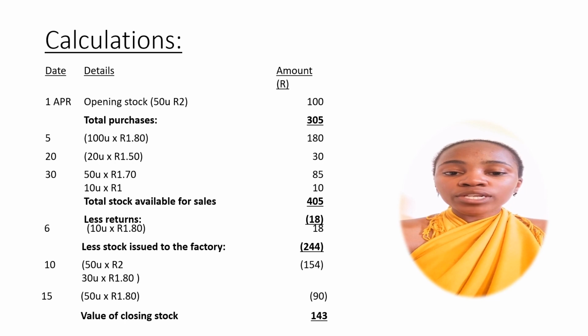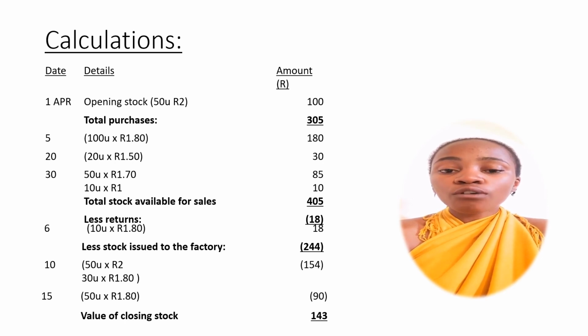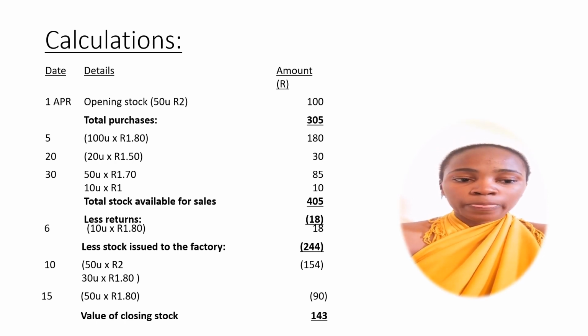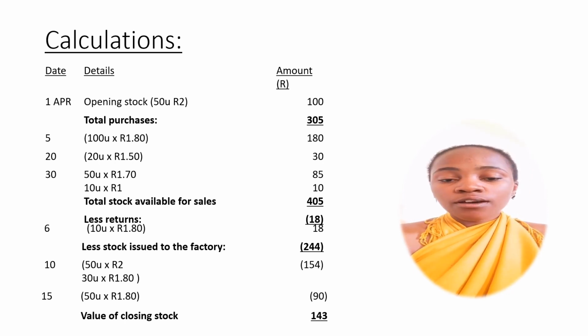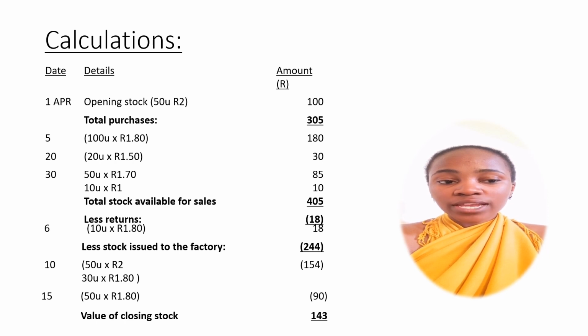Remember, we had an opening stock of 50 units when we first opened our books. Then we're going to say 50 units multiplied by the value of 2 rand, which gives us a total of 100 rand. From the 80 units, we are now left with how much? We are now left with 30 units.